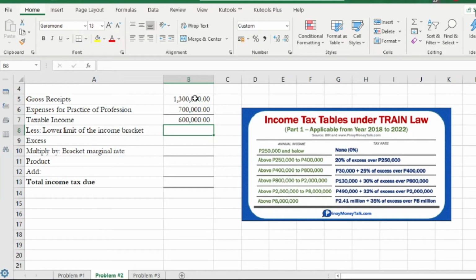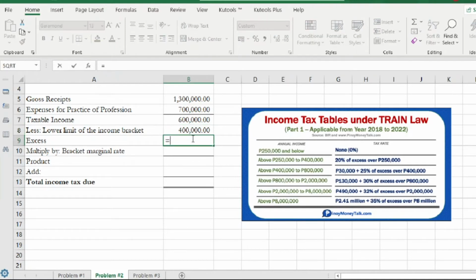Now, we will follow the steps that we have discussed in the problem earlier. Using the income tax table, the 600,000 taxable income is within the range of above 400,000 pesos to 800,000 pesos bracket. So, what we have to do is to compute for the 25% excess over 400,000 and add the resulting amount to 30,000. So, 600,000 minus the lower limit of the income bracket amounting to 400,000. So, we will have to compute an excess of 200,000. The 200,000 excess will then be multiplied to the bracket marginal rate, which is 25%.